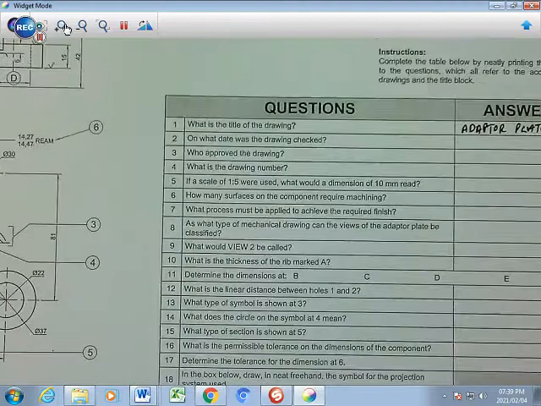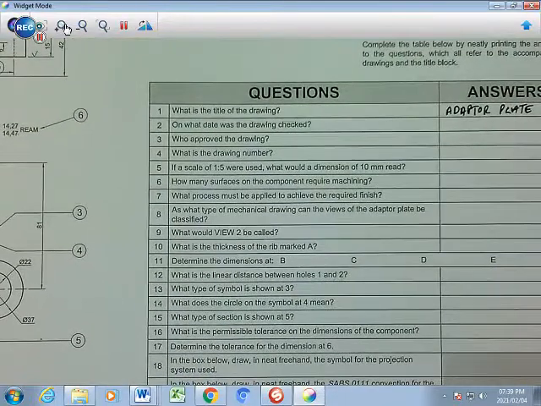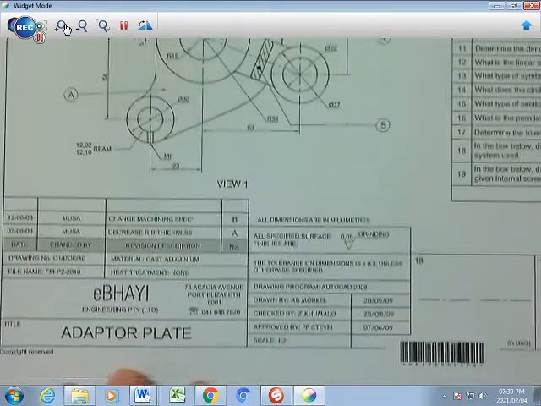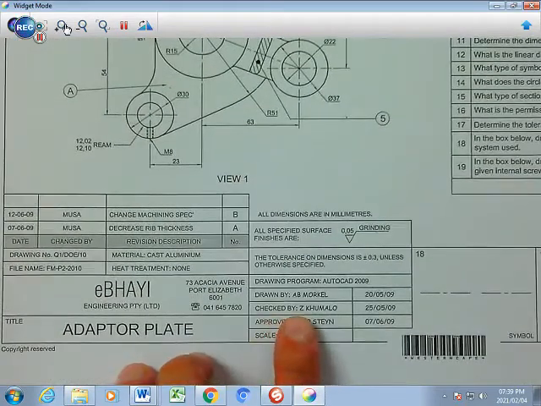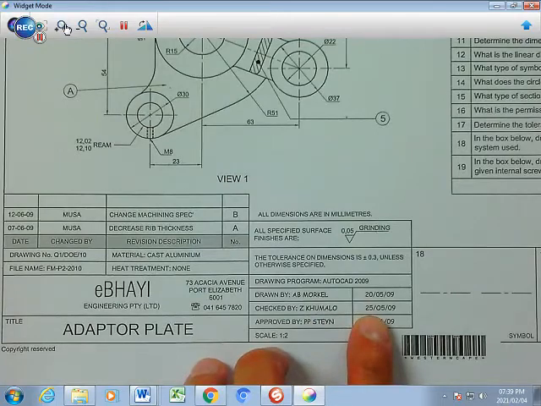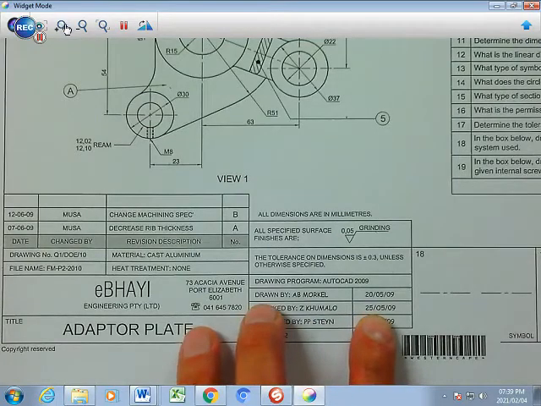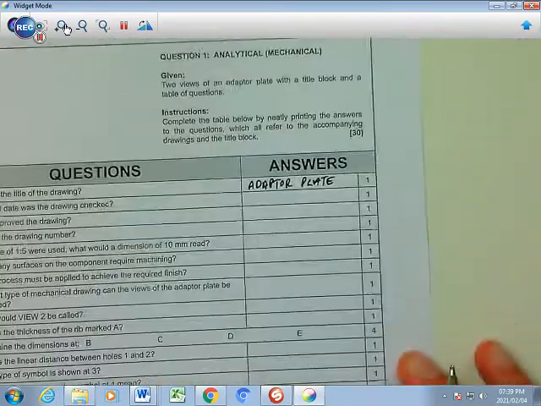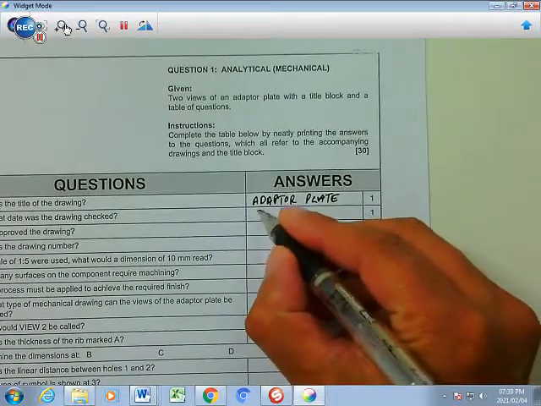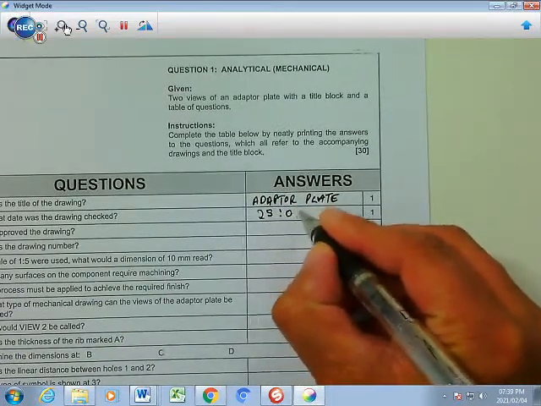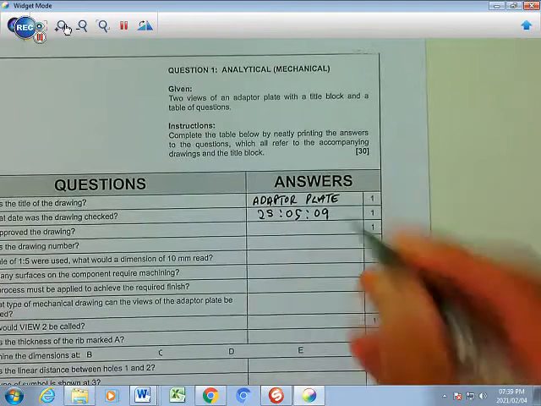And then we're going to the next question, which asks on what date was the drawing checked. So you go to your title bar over here and you see checked by Z Khumalo, and then the 25th 05/09. 25th 05/09.